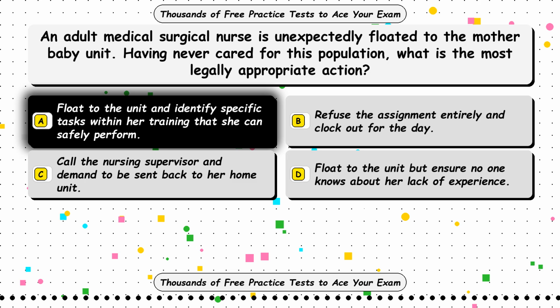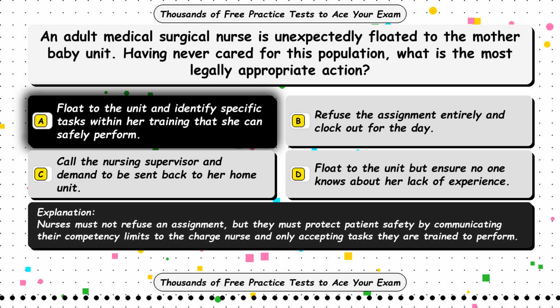The correct answer is option A. Float to the unit and identify specific tasks within her training that she can safely perform. Nurses must not refuse an assignment, but they must protect patient safety by communicating their competency limits to the charge nurse and only accepting tasks they are trained to perform.